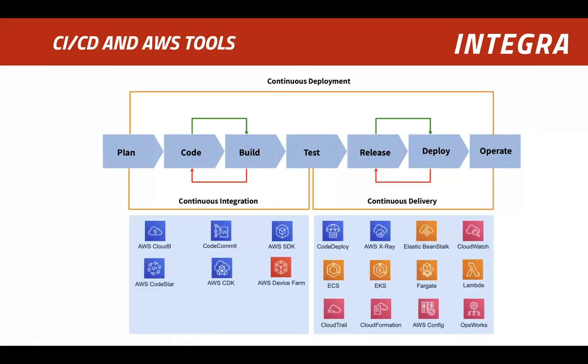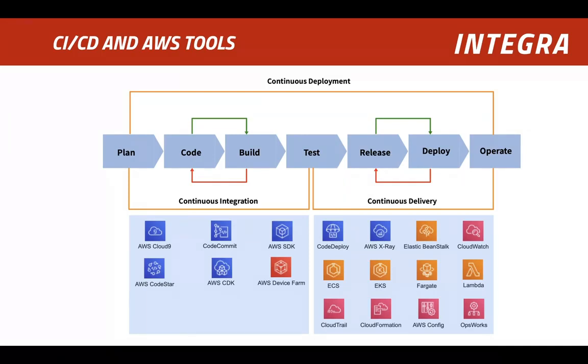Okay, so in this diagram, like we discussed in the previous slide, the first four parts, plan, code, build, and test, will contribute towards continuous integration. And we can see there is a feedback loop between code and build. There will be multiple builds happening in a day and the code changes. So that's why the feedback loop is there.